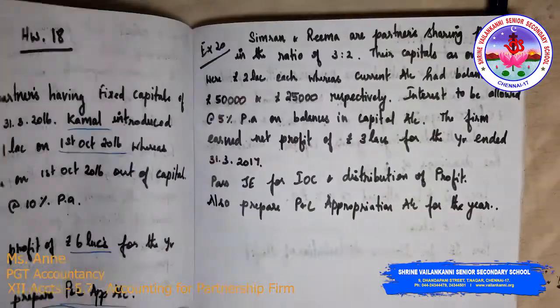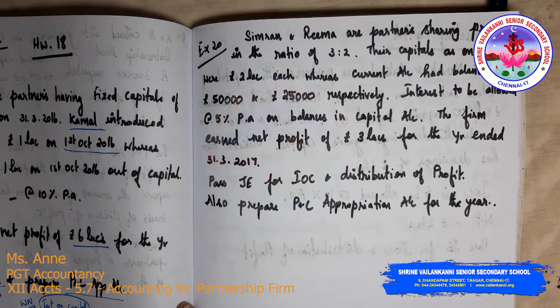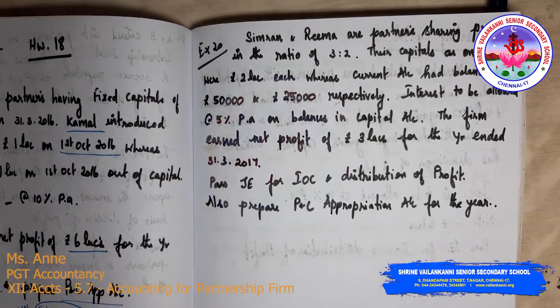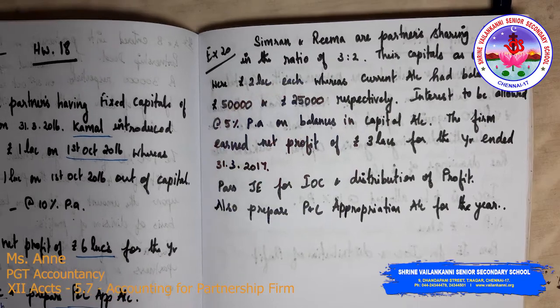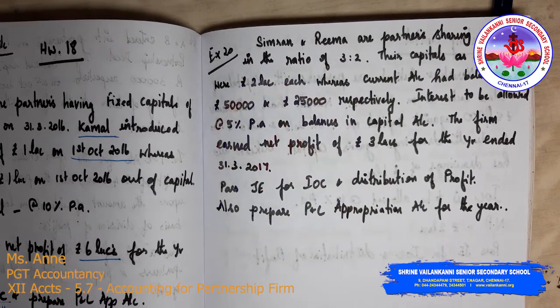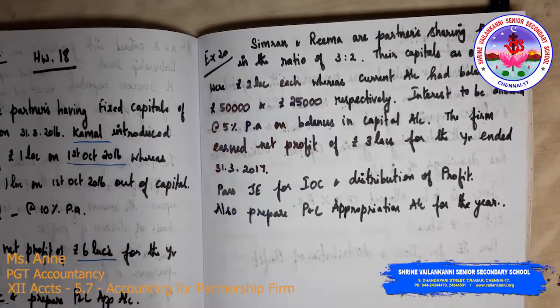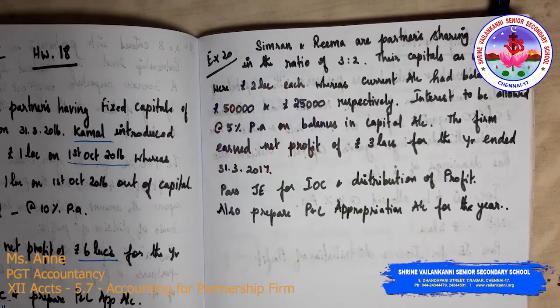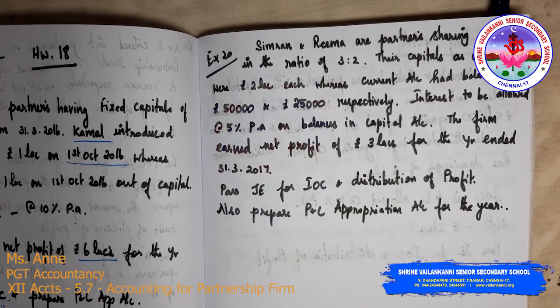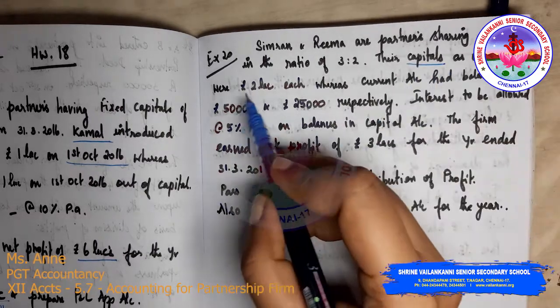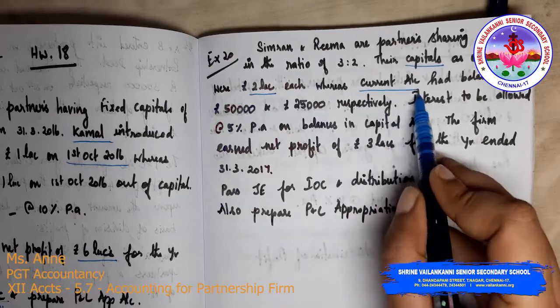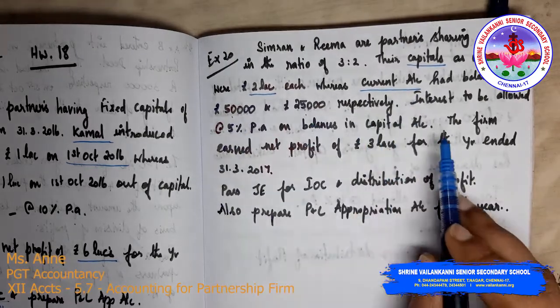So I just want you to read this problem. Exercise 20. Simran and Reema are partners sharing profits in the ratio of 3:2. So they have given the profit sharing ratio 3:2. Their capital as on 31/3/2016 were rupees 2 lakhs each, whereas current account had balance of 50,000 and 25,000. So capital account balance is 2 lakhs and current account balance is 50,000 and 25,000 respectively.